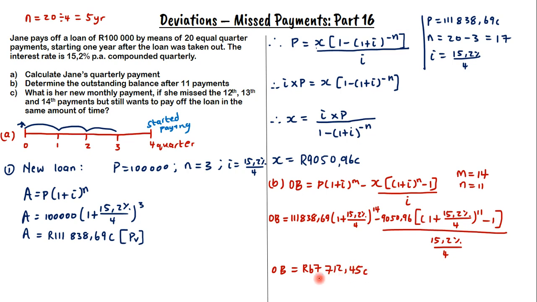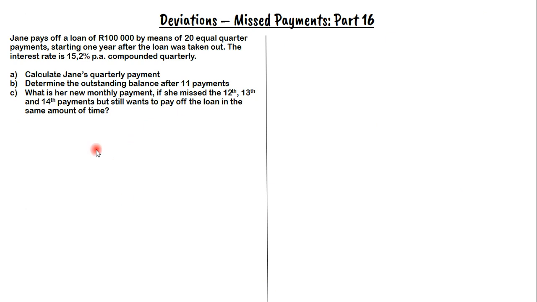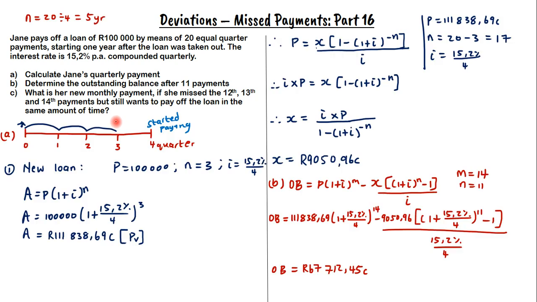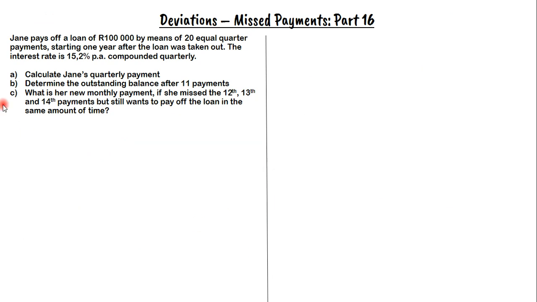All right, so now we're going into our final question, which is the missing payment. Question C goes as follows: what is her new monthly payment if she misses the 12th, 13th, and 14th payments, but still wants to pay off the loan in the same amount of time? Here I want to find the new payment after she misses the 12th, 13th, and 14th. Remember, payments and interest charge are not the same, so you need to be very careful.